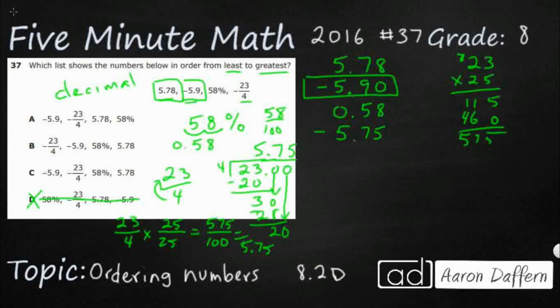Either way, you've got these, and so our smallest, remember, is going to be our largest negative number. So negative 5.9 comes first. These 2 are good. Next comes our negative 5.75, which was the negative 23/4. These 2 are good. And then next comes our 0.58, our 58%. So our answer here is C.